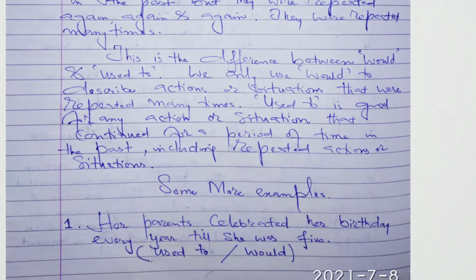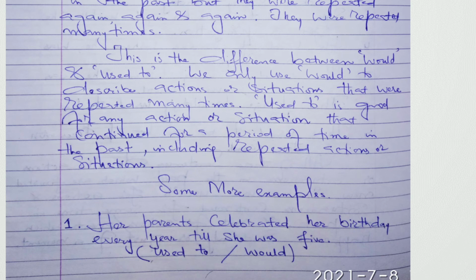First one, her parents celebrated her birthday every year till she was 5. This is a repeated action. The action was repeated only 5 times because the girl mentioned in this sentence is only 5 years old. Her parents celebrated her birthday every year till she was 5.